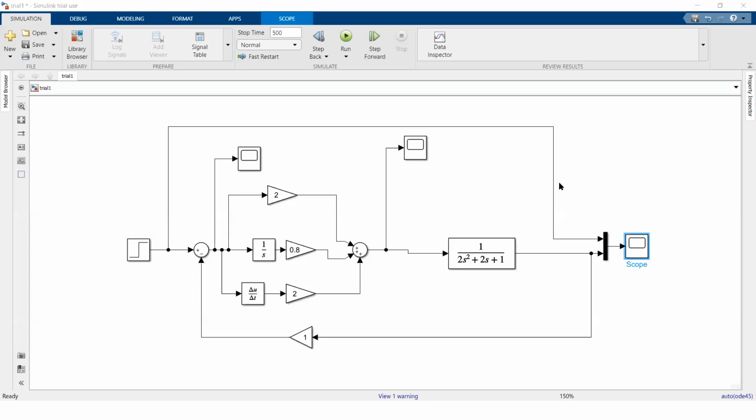Okay. Is the Simulink window visible? Yes, sir. Okay. Now, any doubts in the PID thing? No, sir. Have you understood all three? Yes, sir. Okay.